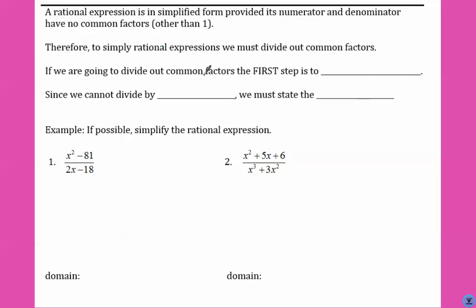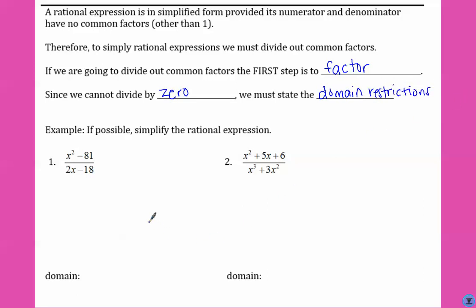If we're going to divide out common factors, the first step is to factor. If your factoring's not the greatest, you may want to go back and re-watch some of the factoring videos. As we go on in this lesson and this unit, there's going to be a lot of factoring involved. Also, since we cannot divide by 0, we must state the domain restrictions. And we did that a little bit when we did compositions of functions.